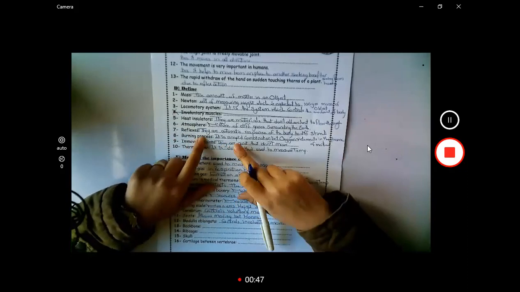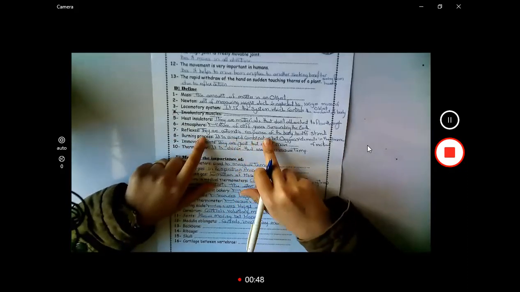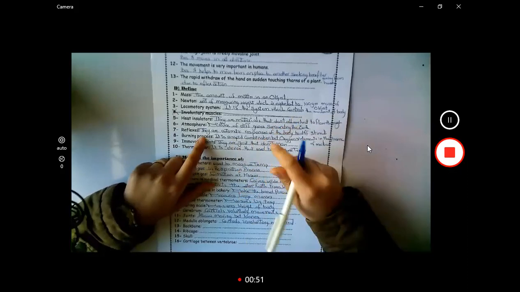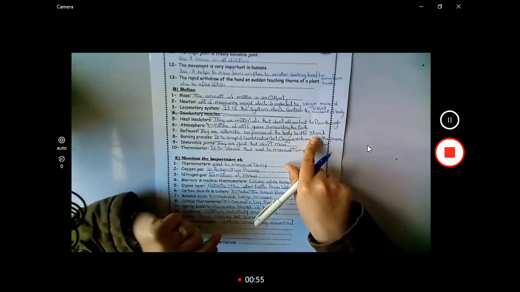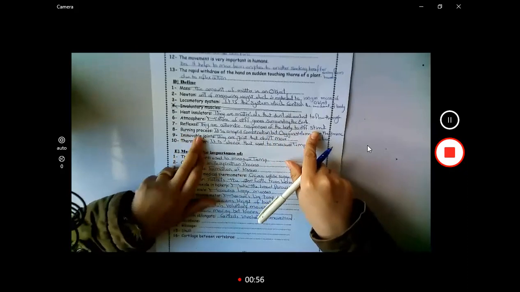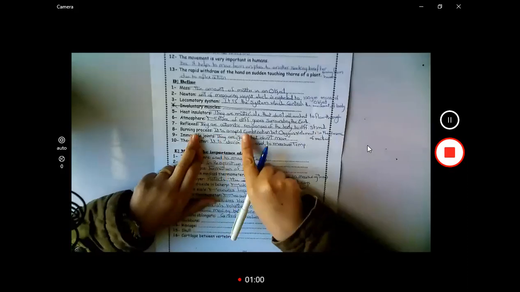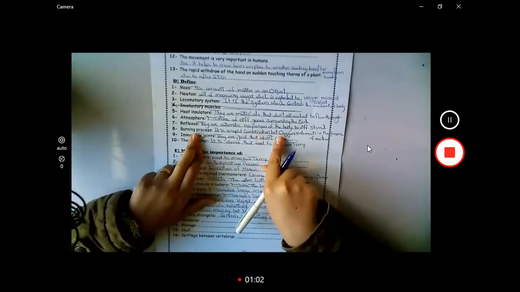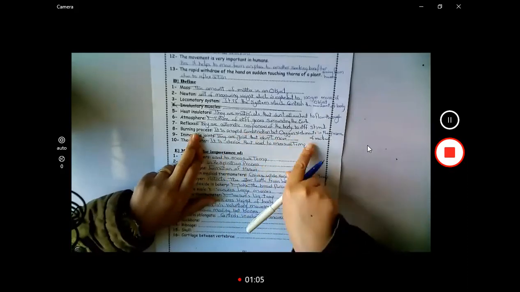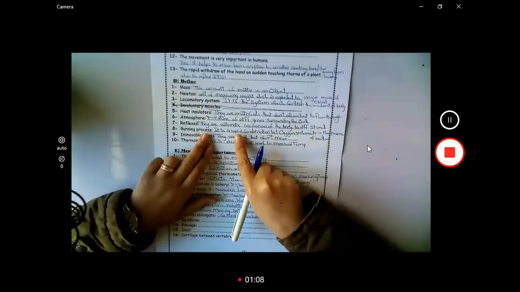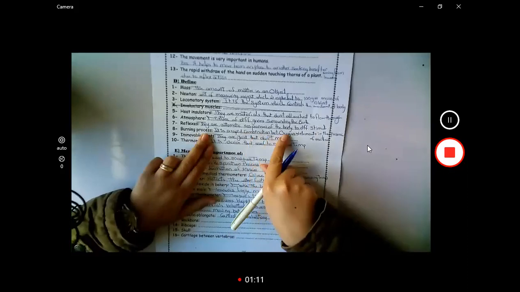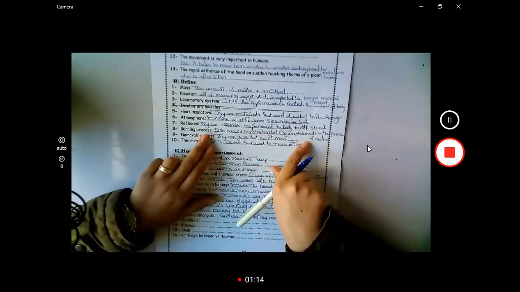Reflexes, they are automatic responses of the body to different stimuli. Like what is the meaning of burning process or combustion process? It is a rapid combination between oxygen and elements in the presence of moist air.